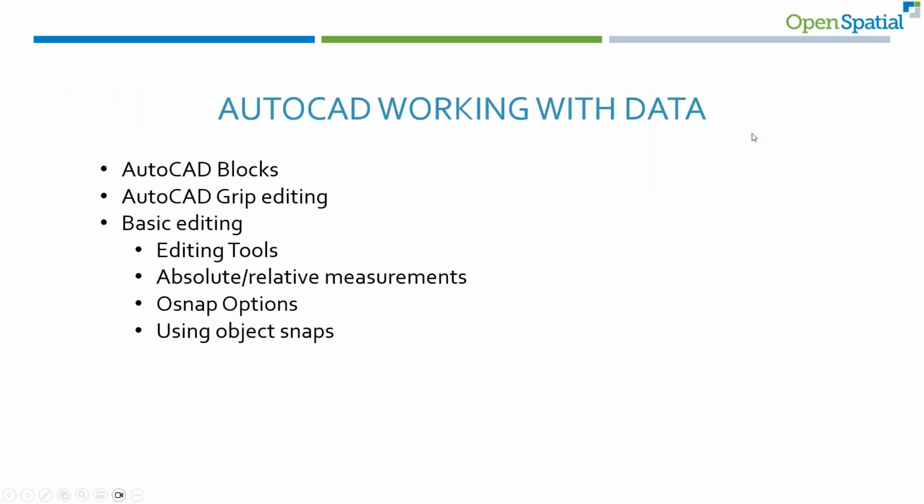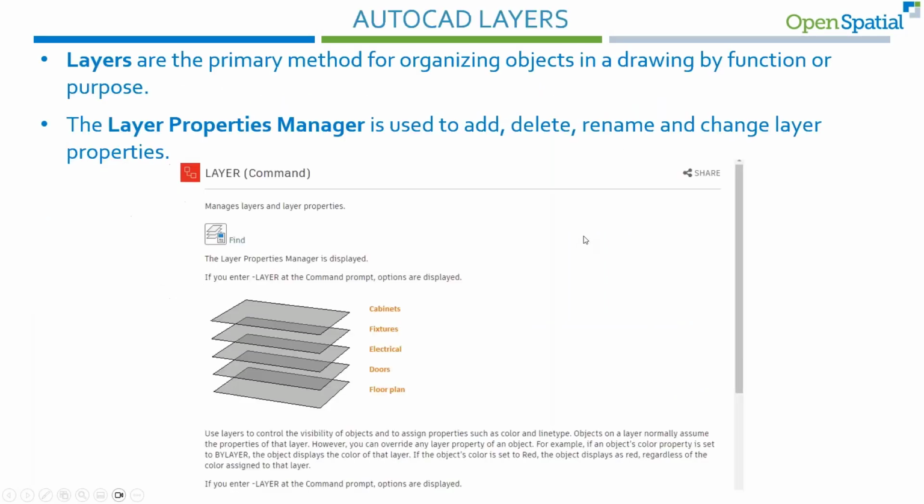Now, AutoCAD working with data. There are a few things that we'll be looking at there. The way that AutoCAD works with layers is different to how you would work with a GIS layer. Typically in a GIS, you've got a layer which is tied to something in the database, or to a shapefile, for example, or a geodatabase that you'll be working with, and you then make one layer active, and that's what you are working with.